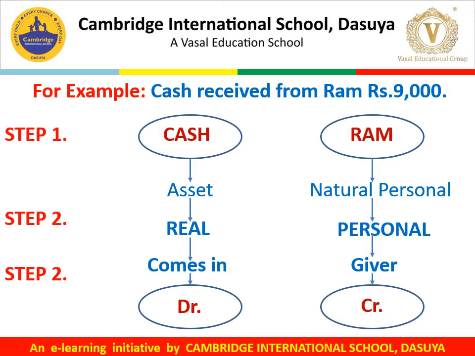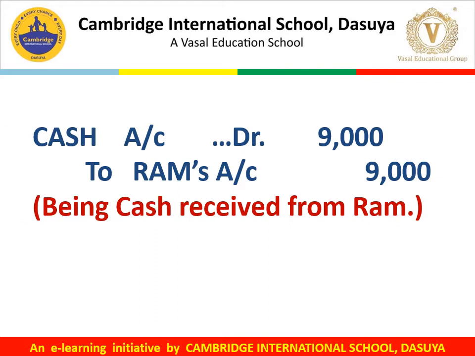So we check the first step and the last step. Here cash is debited, Ram is credited. So follow these simple steps to form a journal entry. Now, this is the journal entry for the previous transaction: cash account debit to Ram's account, being cash received from Ram.